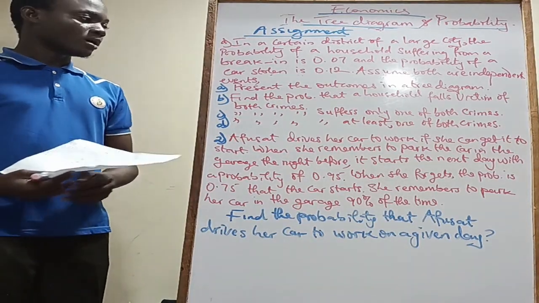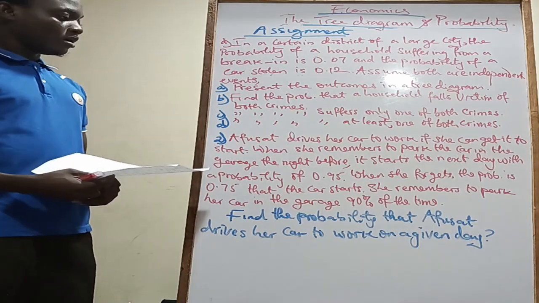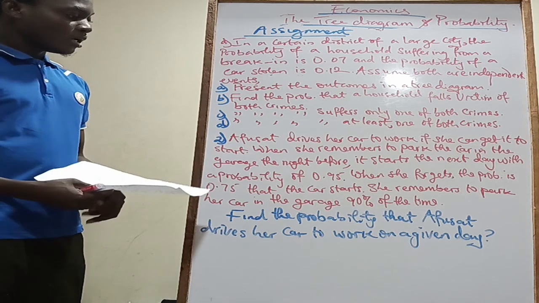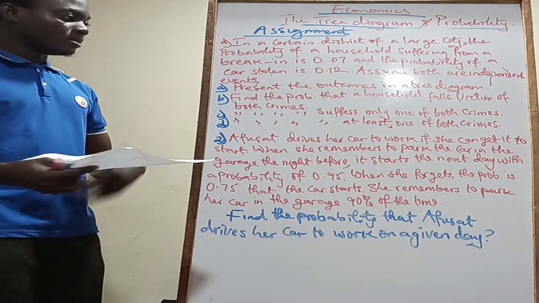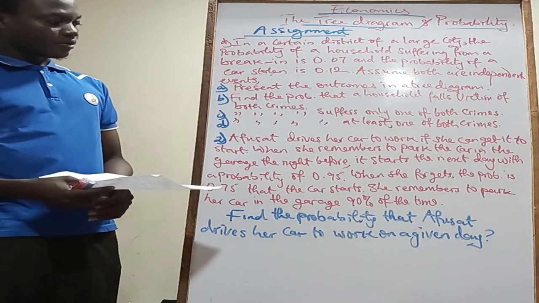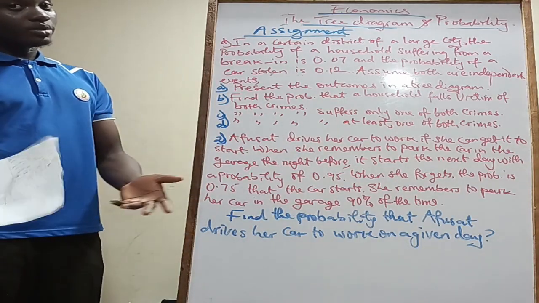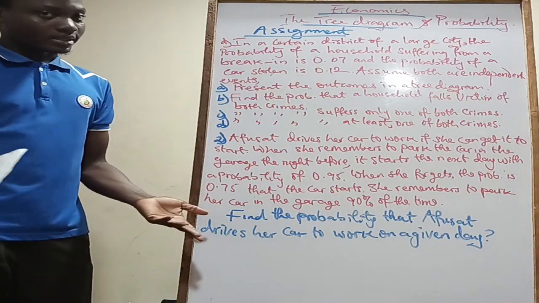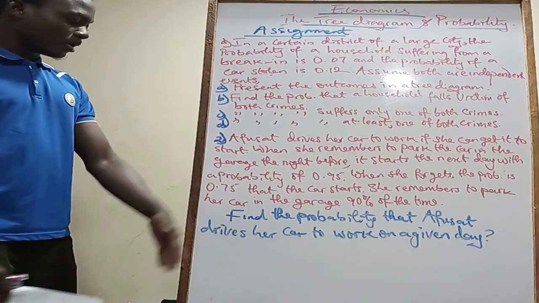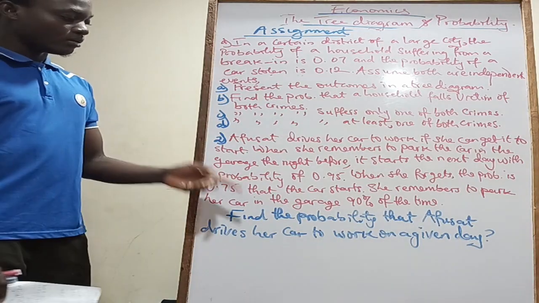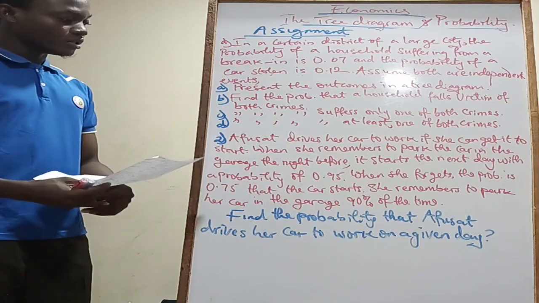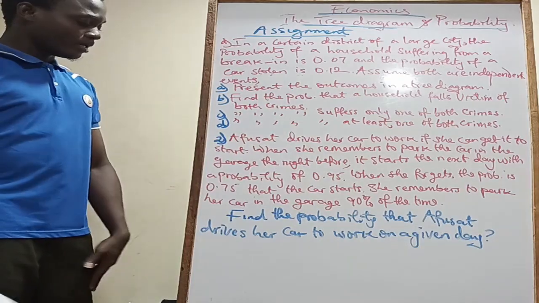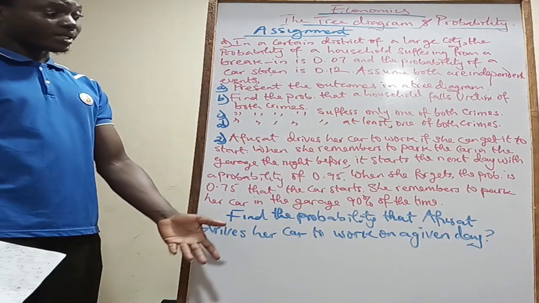Afusat drives a car to work if she can get it to start. Okay, hopefully Afusat is going to see this video. Now, when she remembers to park the car in the garage the night before, it starts the next day with a probability of 0.95. When she forgets to park the car the night before, the probability is 0.75 that the car starts. She remembers to park her car in the garage 90% of the time.